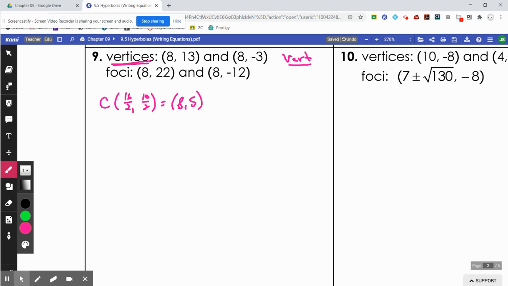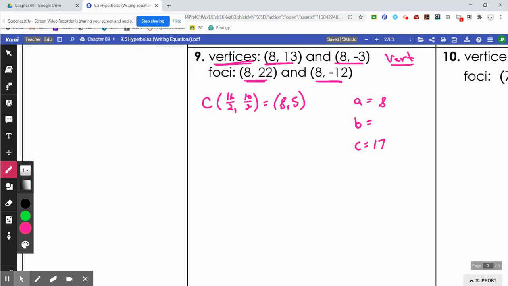Next up, your A, B, and C values. The A value is half the distance between your vertices. So the distance from here to here is 16, so your A value is 8. Now, the B value is not given because we are given foci in this one. So for the foci, your C value is half the distance between the two foci. So the distance from this to this is going to be 34, so your C value is 17.